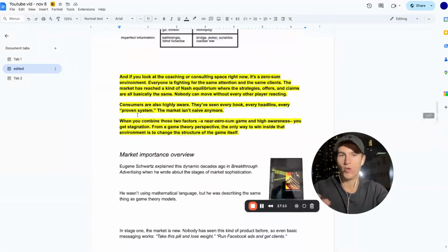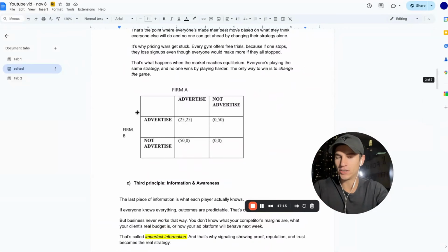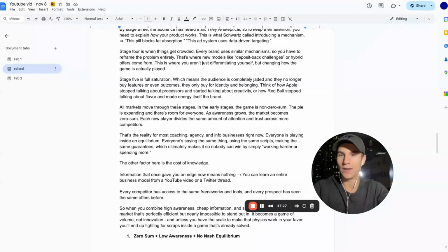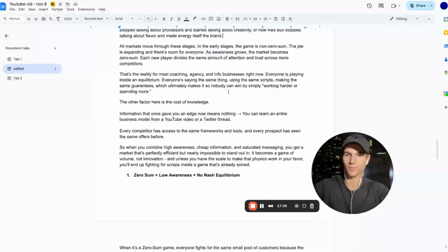But now we've reached this Nash equilibrium where doing more of that is not going to work. In order to get ahead, you have to reinvent the game, in a sense. You have to reinvent the wheel and do something completely different, because everybody is so sick of everything.